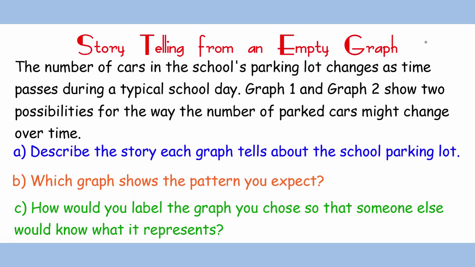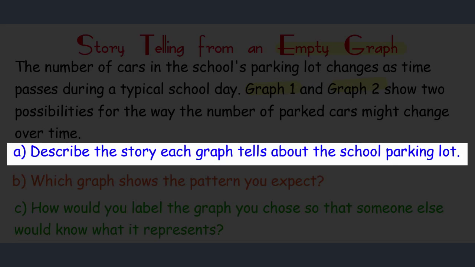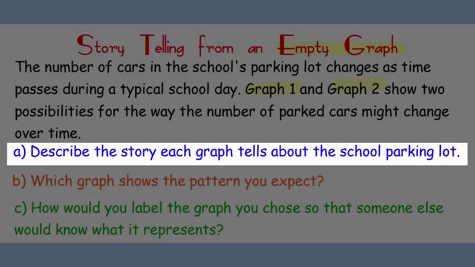Hi everyone, in this lesson we will focus on storytelling from an empty graph, meaning a graph with no labels on the side. So the number of cars in the school's parking lot changes as time passes during a typical school day. Graph 1 and Graph 2 show two possibilities for the way the number of parked cars might change over time. A. Describe the story each graph tells about a school parking lot.